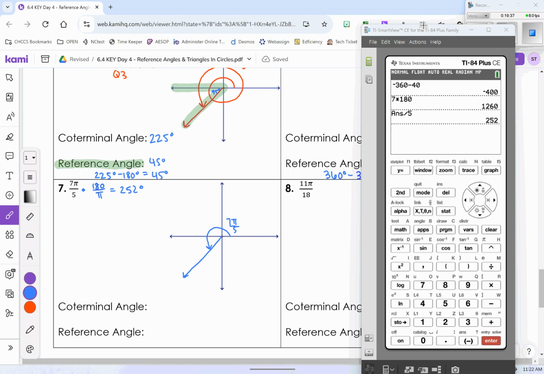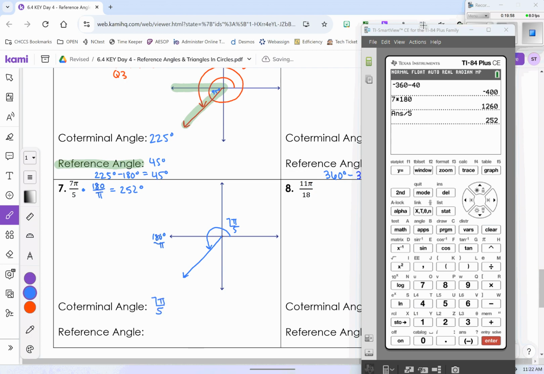So if we're doing this with radian measures, then instead of using 180 degrees, which is right here, we're going to use pi to find the reference angle. So we use the same ideas, it's just with pi. So the coterminal angle to 7 pi over 5 doesn't need one. It's just 7 pi over 5.